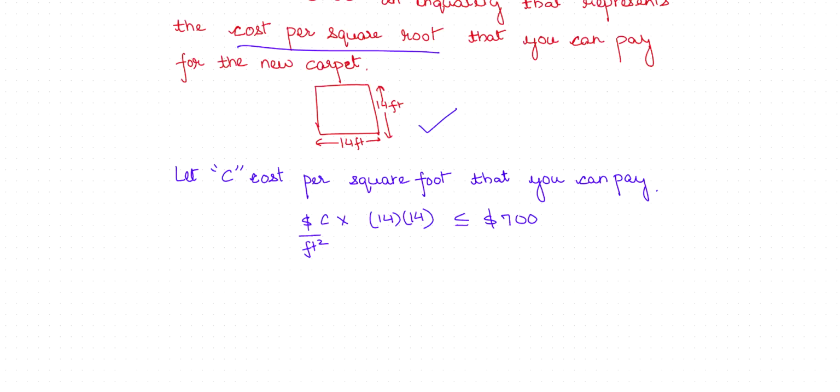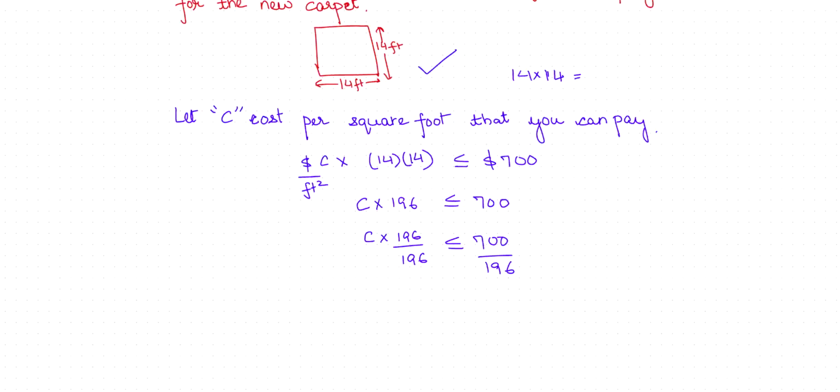So cost per square foot is C and area is 14 times 14. So area is 196. So if the cost per square foot is C, then the total cost would be C times 196, but it should be less than 700. Okay, so this is C times 196 and it should be less than 700. So we divide both sides by 196. So here 196 is greater than 0, so we do not change the sign here.